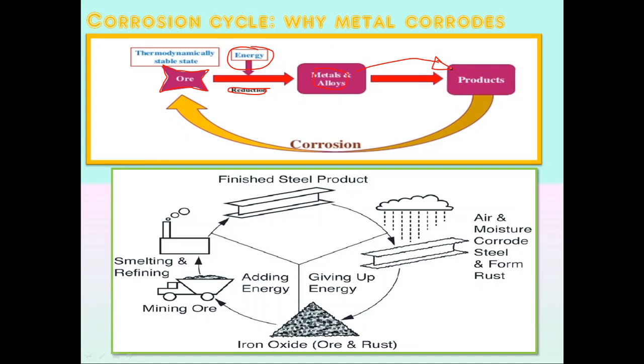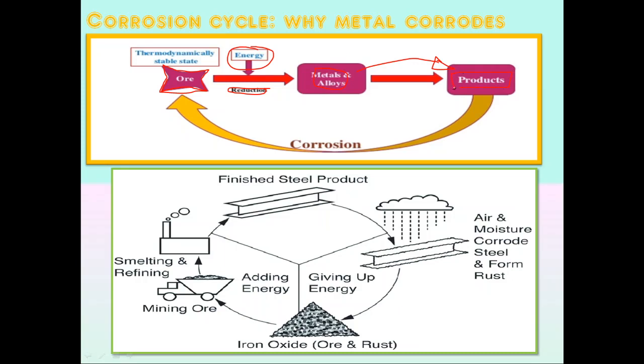So this is the metal extraction process. The thermodynamic state of the ore is basically oxides, like hematite and magnetite, which are ores of iron. These are oxides of iron. We provide energy, convert them into pure iron, then further convert into carbon steel, and then further into different products like plates and pipes.